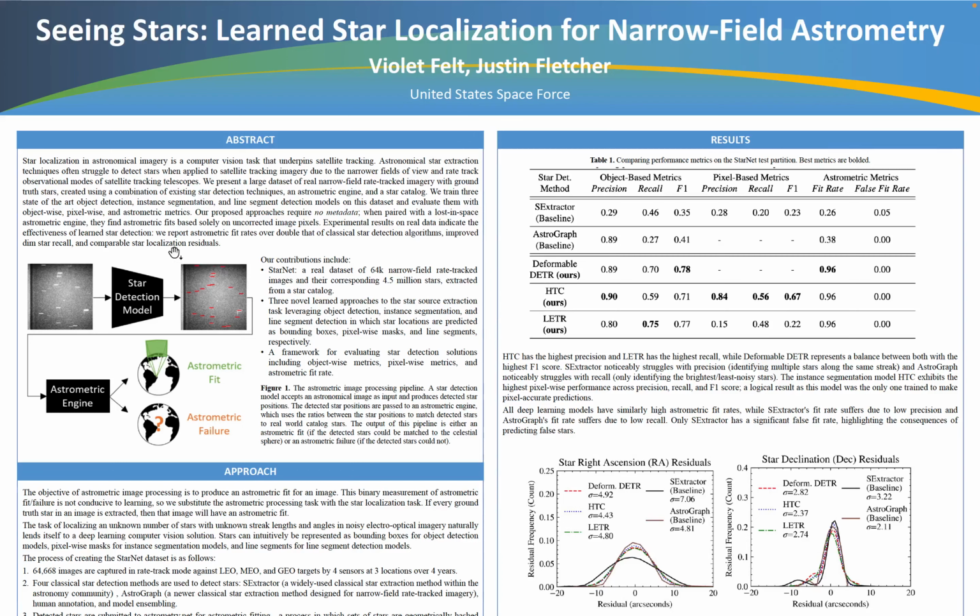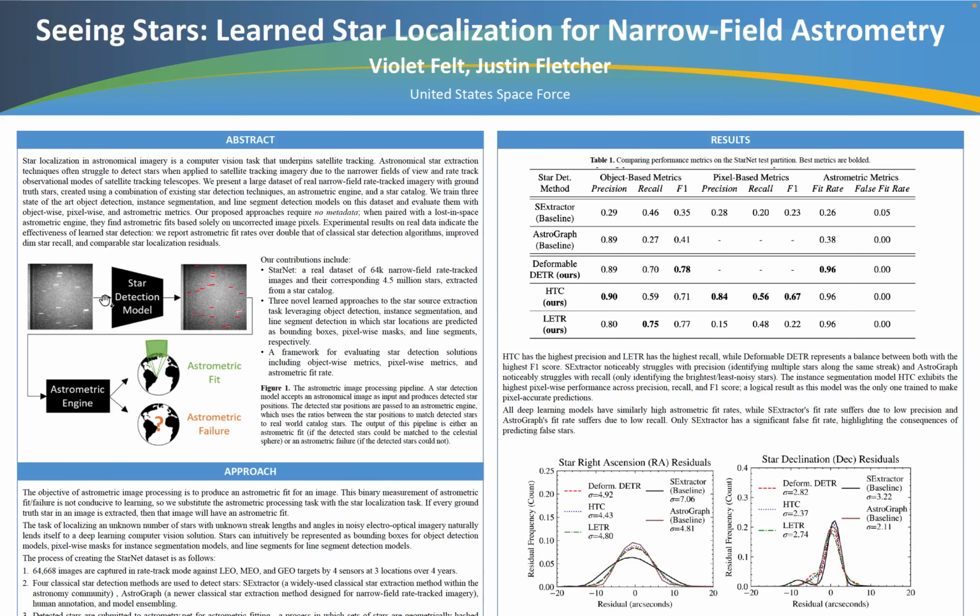So let's start over here with the pipeline of what we're actually doing. Here we have a raw telescope image. This is an image that a telescope took while it was tracking a satellite. The satellite appears as a dot in this image, while all of the stars appear as streaks in the image.